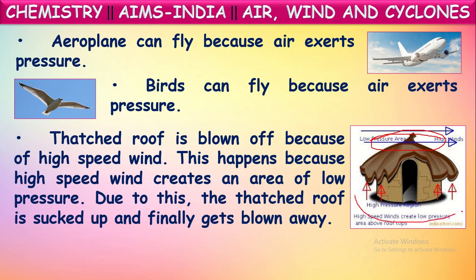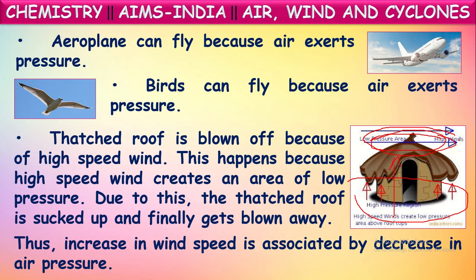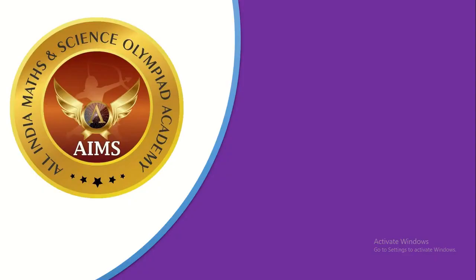So here the air is with the high pressure. Here, as the high wind speed is there, it creates low pressure here. High pressured air at the bottom of the roof blows up, because we know air always rushes from high pressure area to low pressure area, and finally the thatched roof is sucked up, and finally it gets blown away. This is also because of air pressure. So these all are because of the air pressure, air exerting pressure. Thus we can say increase in wind speed is associated with decrease in air pressure. If air pressure is decreased, wind will rush to that place from high pressure areas. Okay, that's about air pressure.